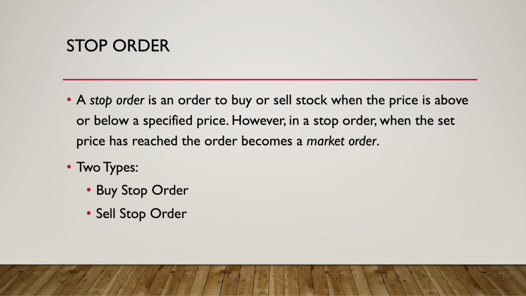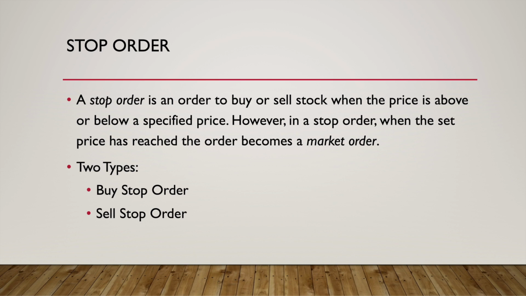A stop order is an order to buy or sell stock when the price is above or below a specified price. However, in a stop order, when the set price is reached, the order becomes a market order. That means that if the price hits the stop price, the order is guaranteed to be executed at the market price. You can use the stop order if you want to set a stop loss, or if you want to enter above or below a certain price level.